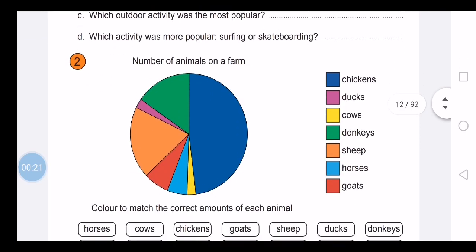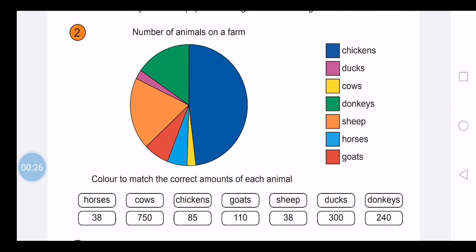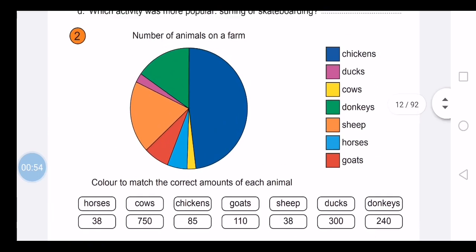Number 2 then displays the number of animals on a farm, and what we have to do here is look at the colour code on the right hand side. We can see that chickens are in the dark blue, and we can all very easily see that the largest amount of animals are chickens, okay? So where you see chickens written underneath, you need to colour that dark blue. And then you have to colour the number of chickens that you think there are dark blue.